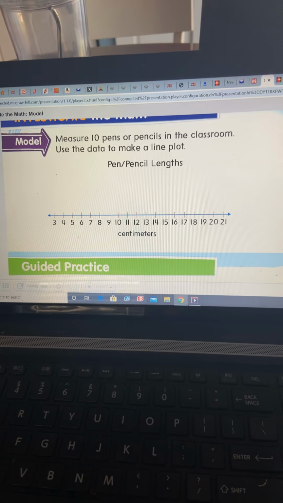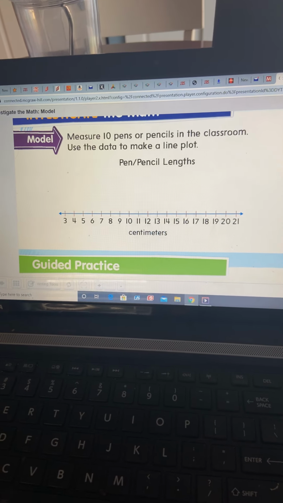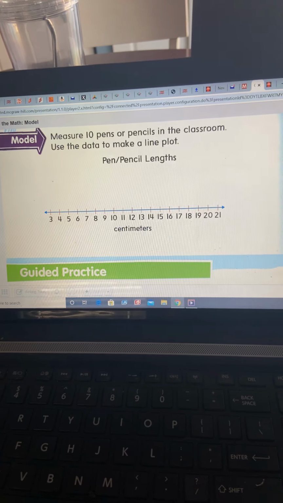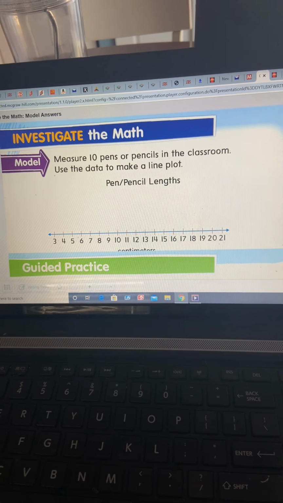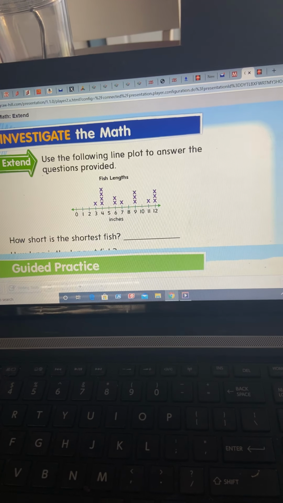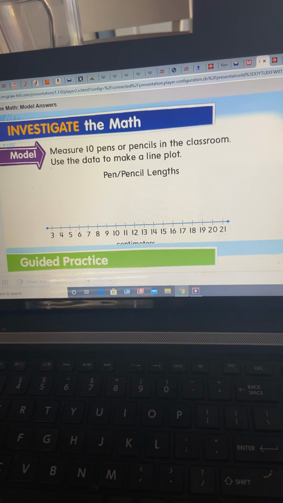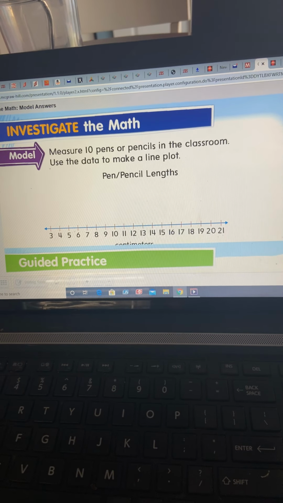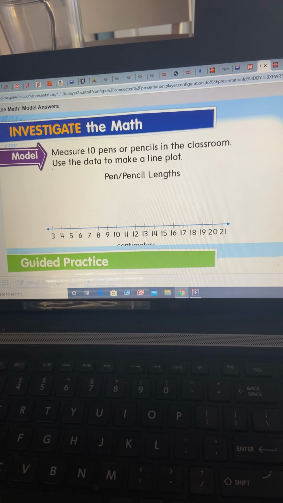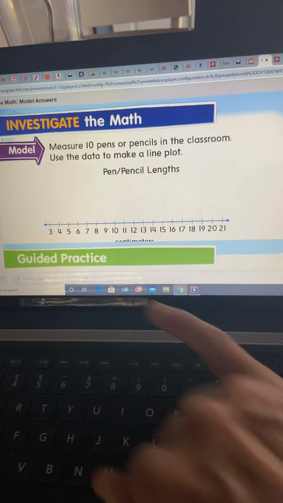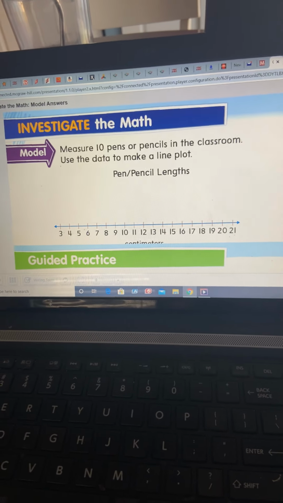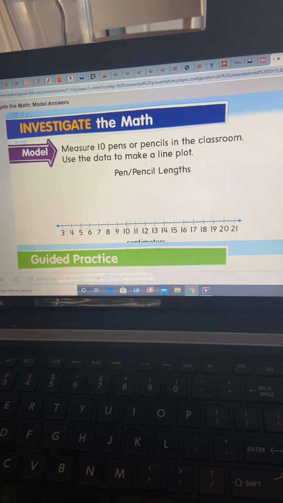Now what you're going to do is measure them, okay? And each time you measure one of them, you're going to record the data. And the way that you're going to do that is you're going to make a line plot. Okay? So if we go back to our picture, every time you measure something, you're going to put an X above its length. So let's say you measure a crayon, all right, and it's 5 centimeters long. Well, above the 5, you're going to make an X because one crayon measured 5 centimeters.